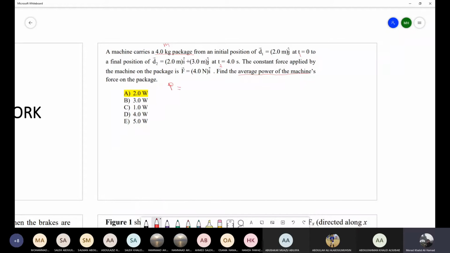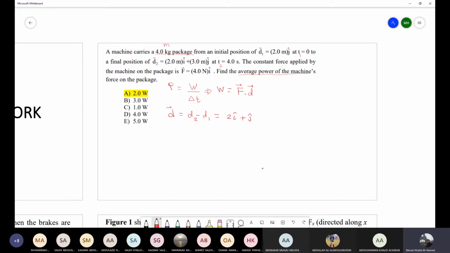the average, is equal to work divided by delta T. And we know that the work is equal to F dot D. Okay? Here we have F, but here we have D1 and D2. So to find D, the displacement, it is equal to final displacement D2 minus D1, which is equal to I plus 3J minus 2J is equal to 1J. So I have D, I have already F.